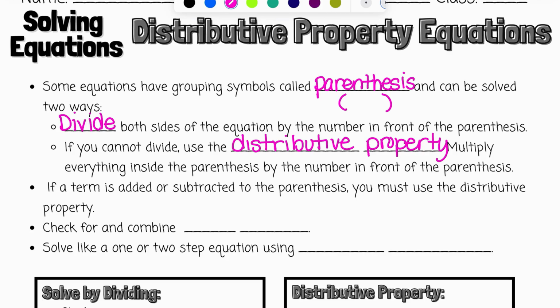The distributive property is the way that we multiply. You take whatever number is outside the parentheses and you multiply it by each term inside the parentheses. If you have parentheses and then something added or subtracted to the parentheses before the equal sign, then you're going to have to use the second way by using the distributive property. Check for and combine like terms if you've got them after you've done the distributive property. And then you're just going to solve it like a one or two step equation using your inverse operations.